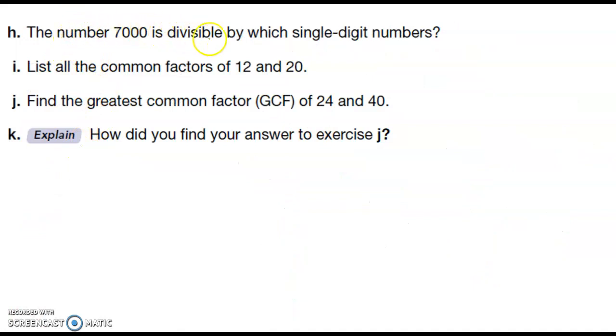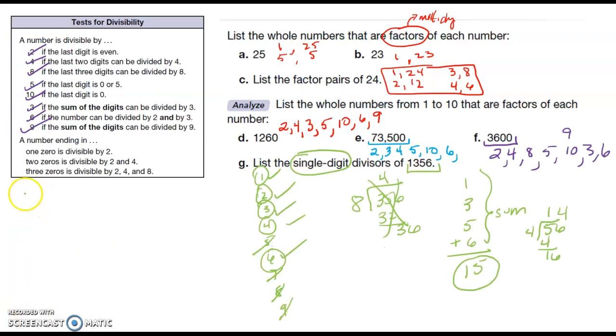The number 7,000 is divisible by which number? So let's go back so we can see our, here we go. 7,000. So we know it's going to be divisible by 2, by 4. I don't know if it's going to be divisible by 8. Because the last 3 digits are, yeah, it is. It's zeros. I guess if the last digits are zeros, you're good. 8, 5. It said single digits, so we can't put 10.